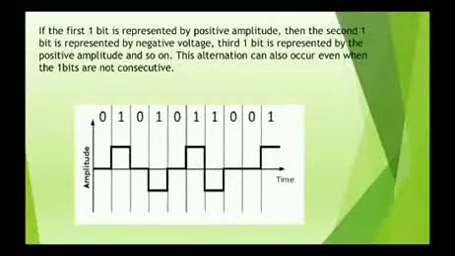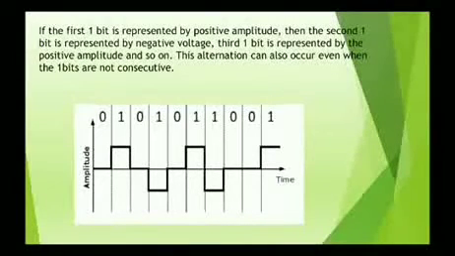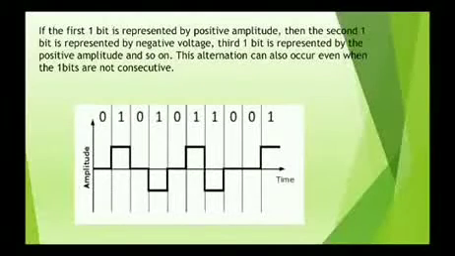If the first 1 bit is positive and again in the next you get bit 1, then it will be a negative voltage pulse. That's what is here. If the first bit 1 is represented by positive amplitude, then the second 1 bit is represented by negative voltage. The third 1 bit is represented by positive amplitude and so on. This alternation can also occur even when the 1 bits are not consecutive.